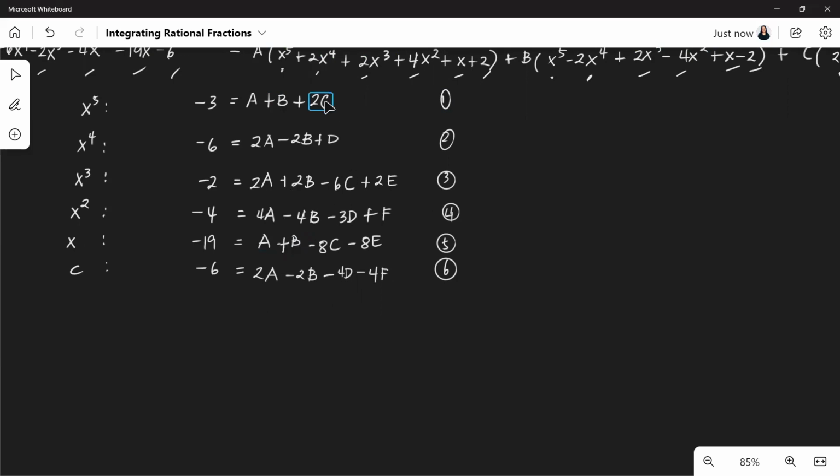Okay, so that we can have a relationship of C and E, or 2A minus 2B, we'll have the relationship of D and F. Or we can multiply equation 5 by 2 so that this becomes, sorry, 2A plus 2B. So we can have a relationship of C and E.